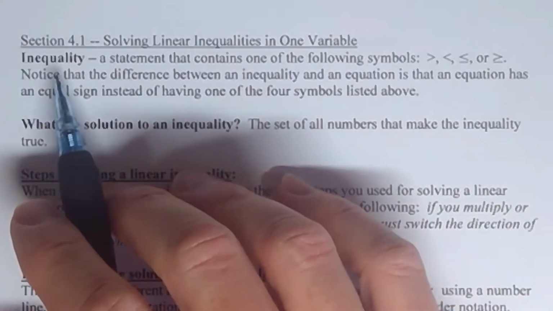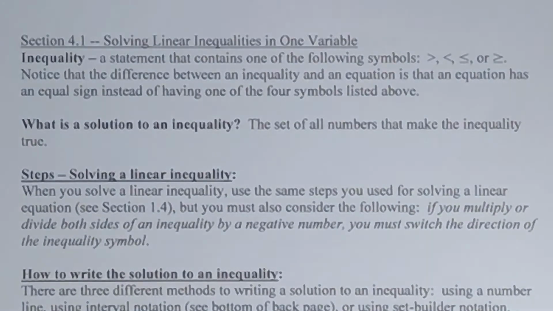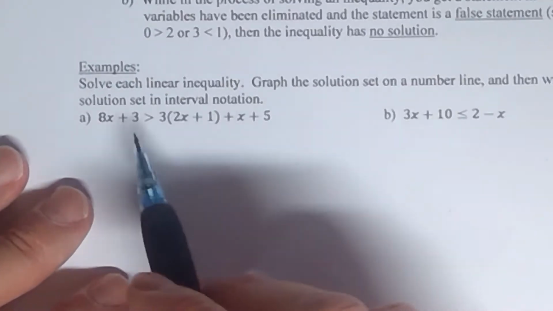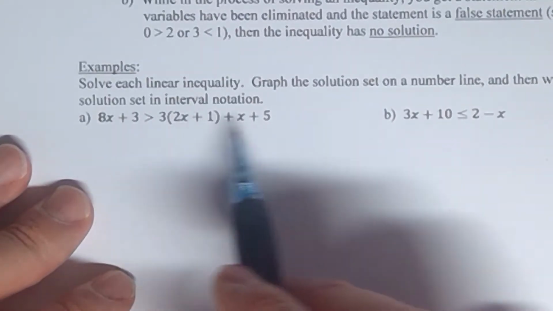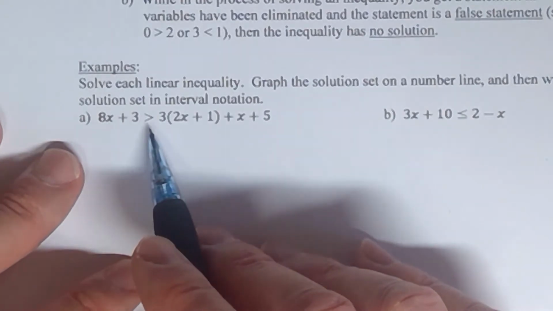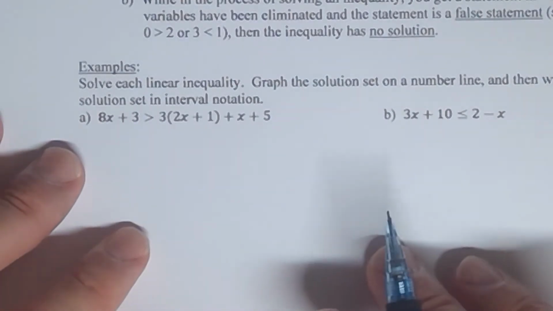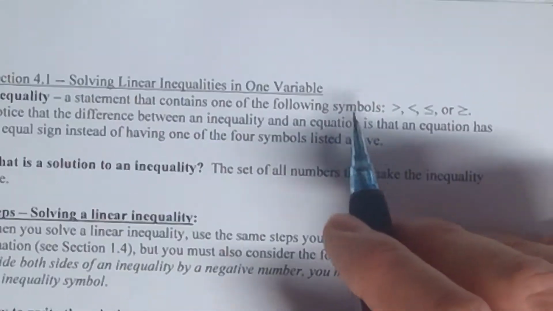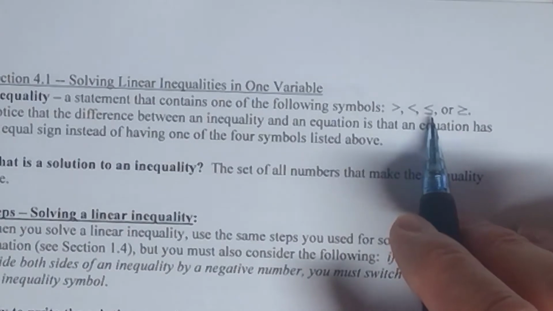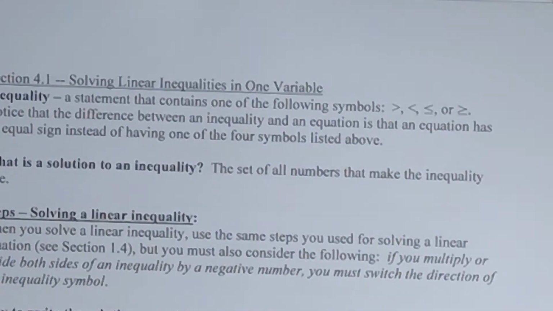And we're looking at what we call inequalities right now. Inequalities are basically just like equations, where you have a mathematical expression on each side. But the difference is that in the middle, instead of having an equal sign, you have one of four different possible things. It could either be greater than, less than, less than or equal to, and greater than or equal to.